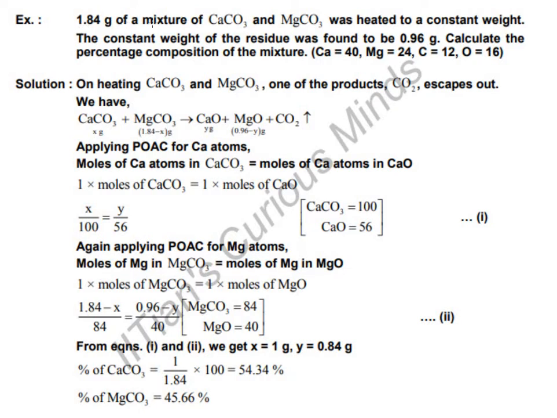So 1.84 gram of a mixture of calcium carbonate and magnesium carbonate was heated to a constant weight. The constant weight of the residue was found to be 0.96 grams. Calculate the percentage composition of the mixture. And here are the given atomic weights for calcium, magnesium, carbon and oxygen. Okay. So we have to find the percentage composition of mixture.